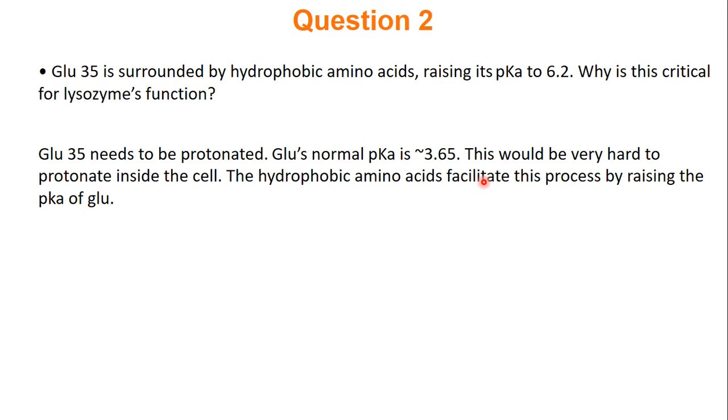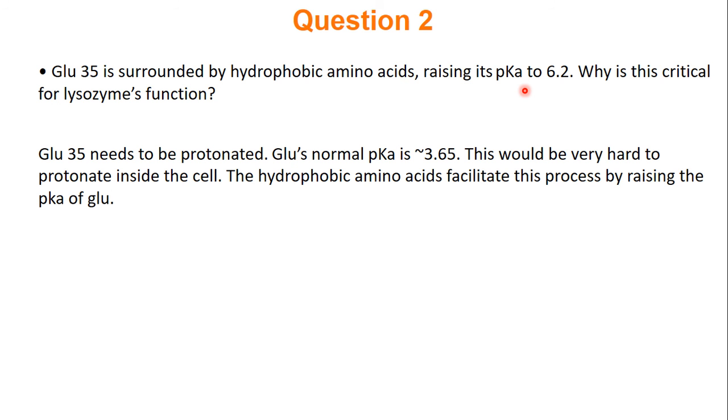So another lysozyme question. GLU35 is surrounded by hydrophobic amino acids. This raises its pKa to 6.2. Why is this critical for lysozyme's function? Well, if you looked at the mechanism, you would have seen that GLU35 is protonated. This is a little bit odd because GLU is normally negative. That's because GLU's normal pKa is roughly 3.65.